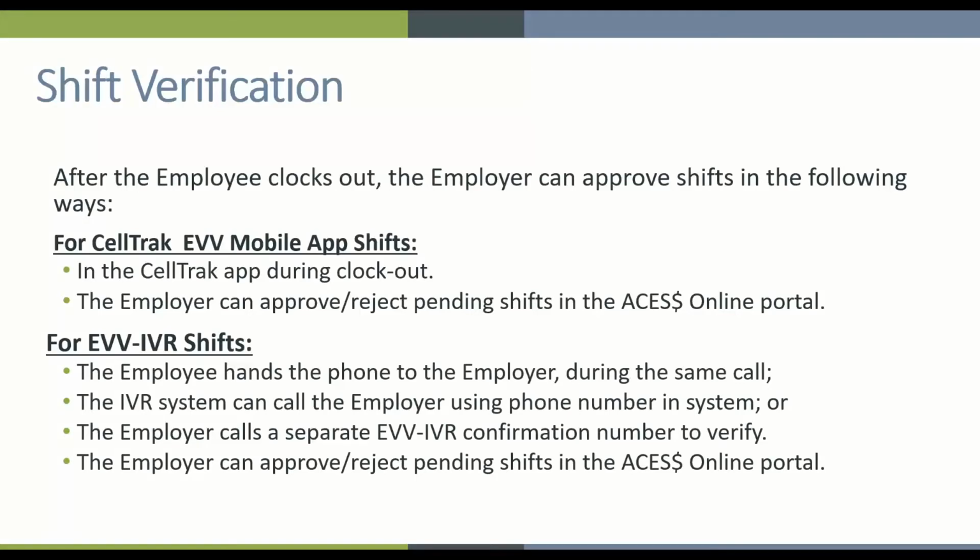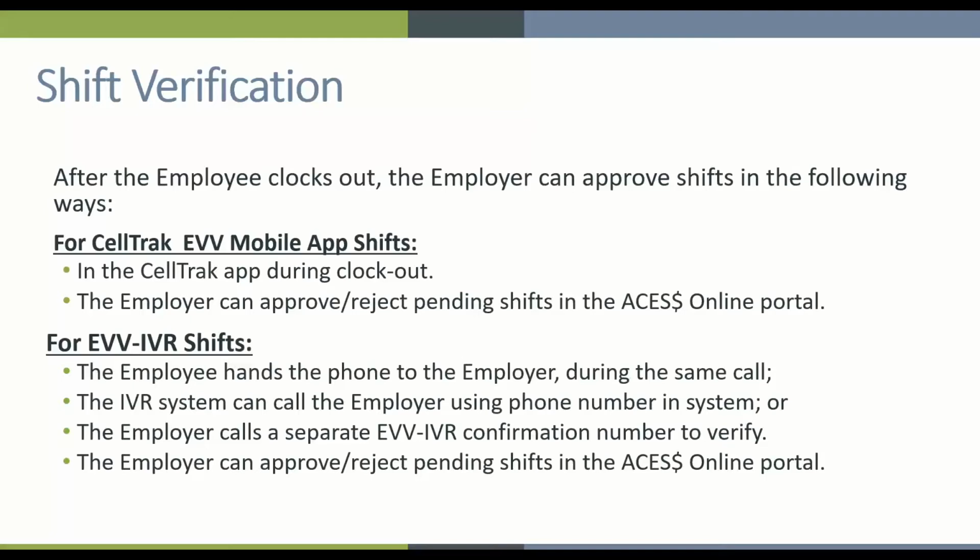So after an employee clocks out, the employer can approve shifts in essentially two areas. First is if an employee uses CellTrack. Well, the employee can essentially clock out and then hand the device over to the employer, who would sign off on that shift if they are available. So during clock out, the employer and employee both sign off.